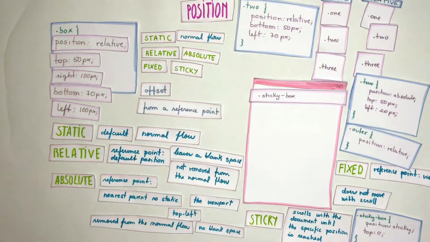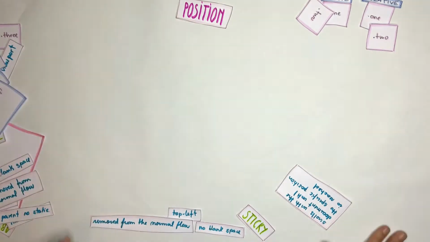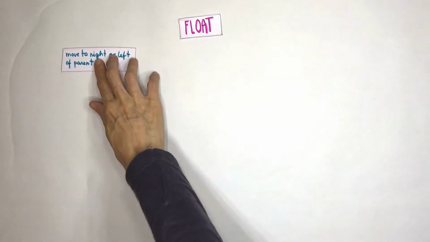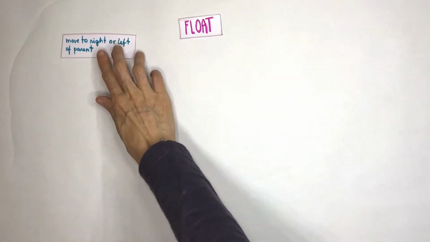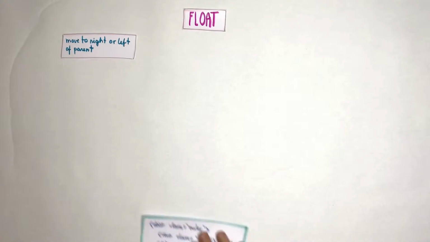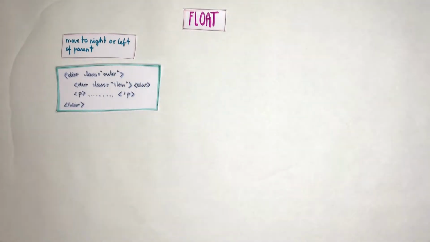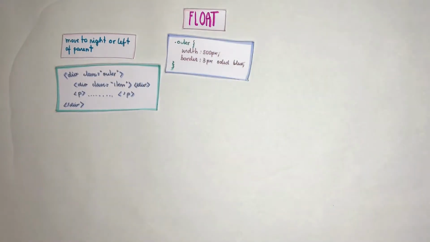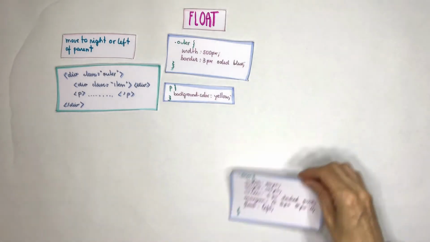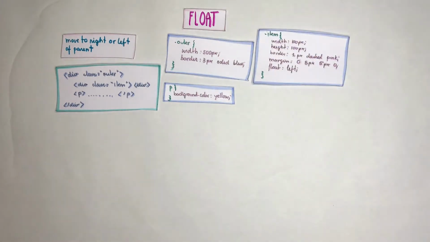Let's now see the float property, which can be a little tricky, but it's very useful in order to help us position the elements where we want in our layout. The float property is used to move the element to the left or to the right of its parent or of the viewport. Let's create some HTML code and some CSS to see how it works. We have this HTML code and this CSS, and this is what is rendered in the browser.